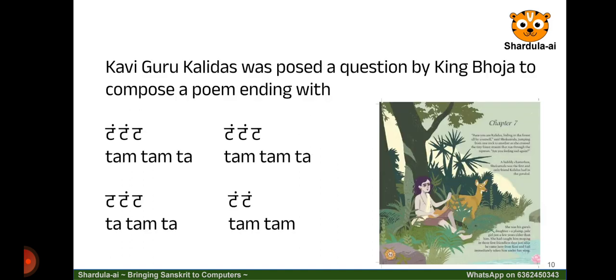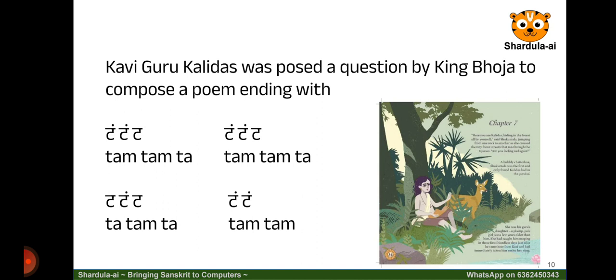As an example, once the famous poet Kalidas was posed a question by his king to compose a poem that ends with tum tum ta tum tum ta ta ta tum ta tum tum, or tum tum ta tum tum ta ta tum ta tum tum. This particular line captures the interest of several of us, especially kids.